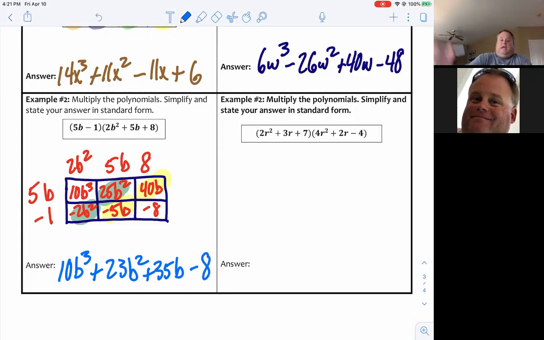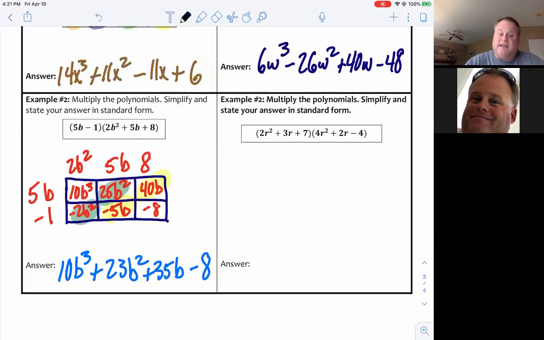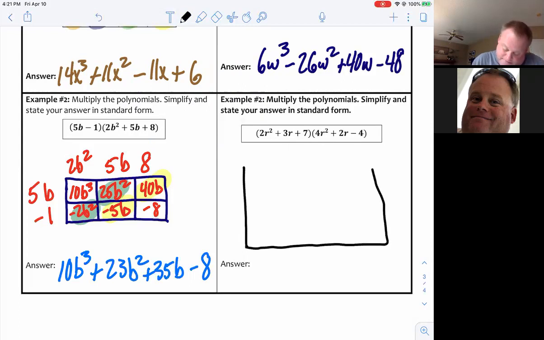All right, last one for this lesson. Aren't you excited? This is a trinomial times a trinomial. So I know I need 3 rows. I'm going to draw this a little bigger than I did last time.